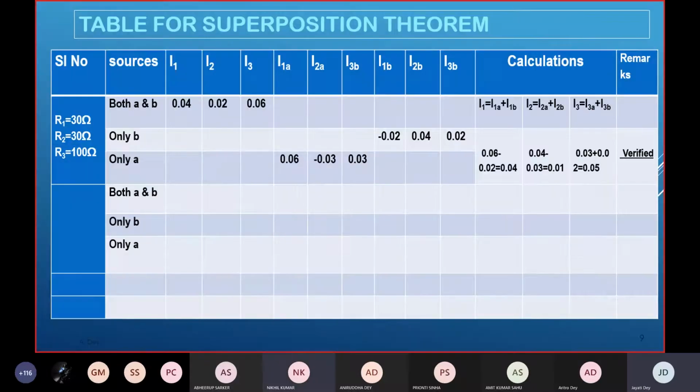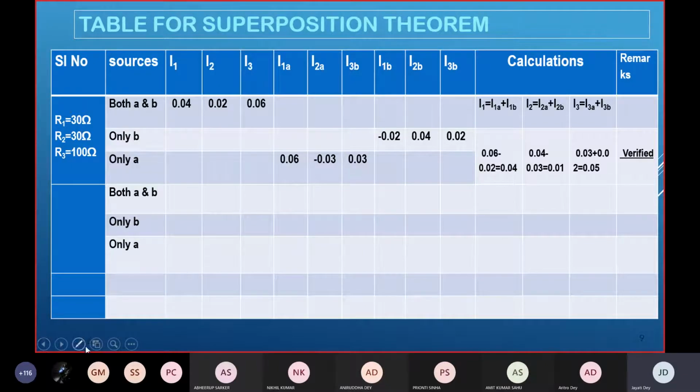Because of the internal resistance of the voltage source. Yes, internal resistance may be due to some precision error in the instrument part. So because of that only these errors are coming. Achha. Now see here the table.